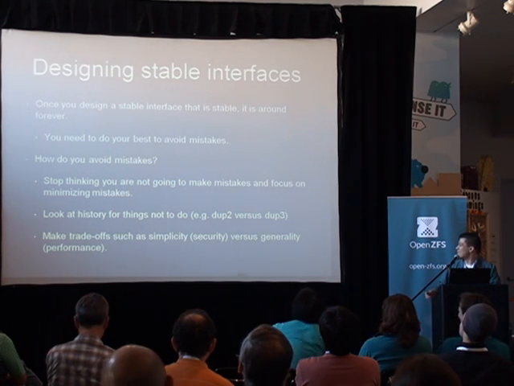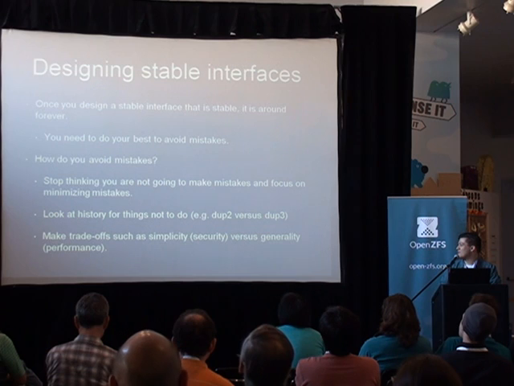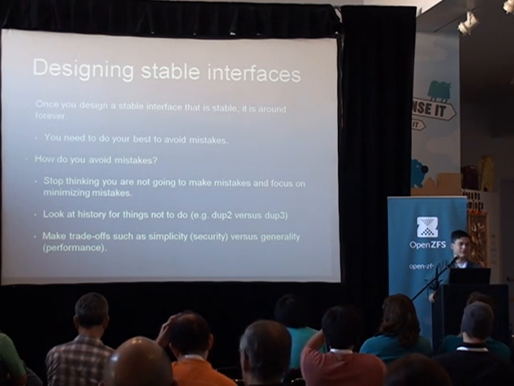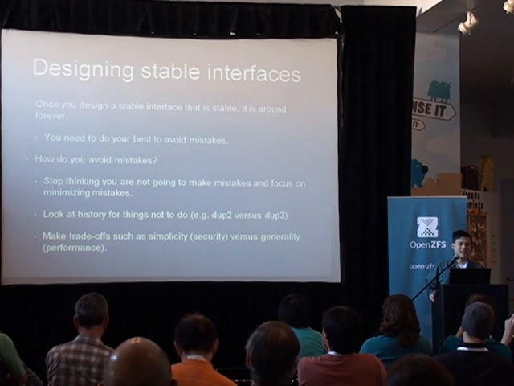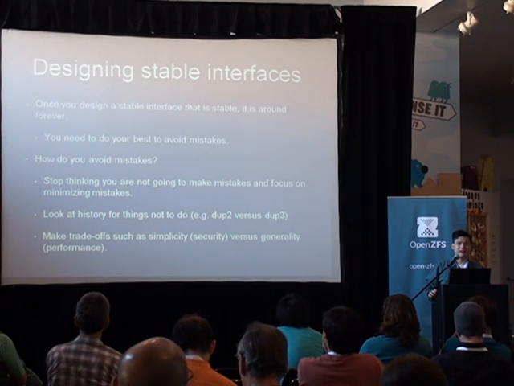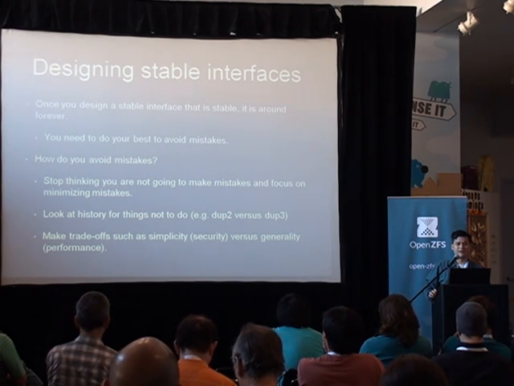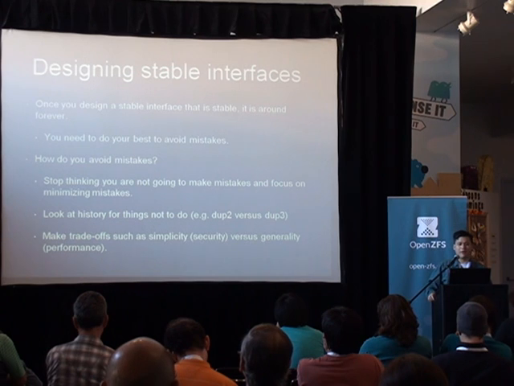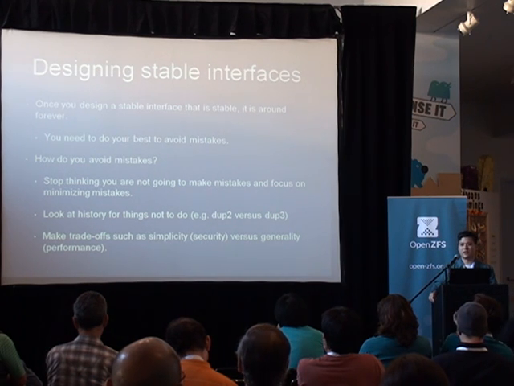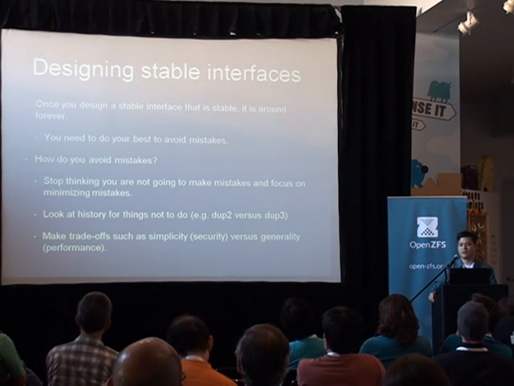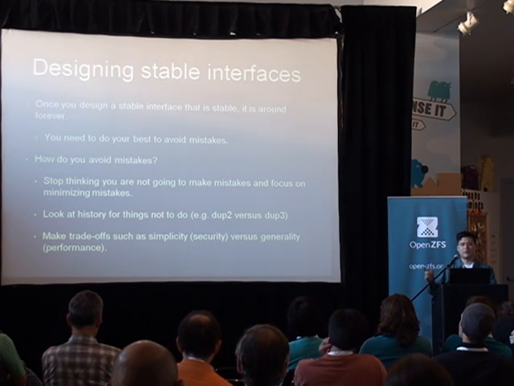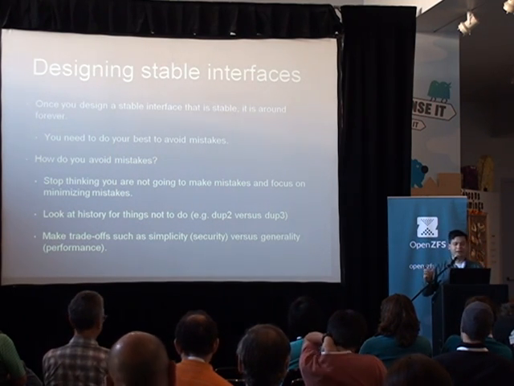Anyway, here you can also make trade-offs, such as simplicity and generality. In terms of simplicity, you can have a simple interface like we do now in terms of listing datasets, where you just keep getting the next one, the next one, the next one. Or you could have a more complex interface where you get them all in one go, which won't work given that there's a fixed amount of space being exchanged between userland and the kernel.